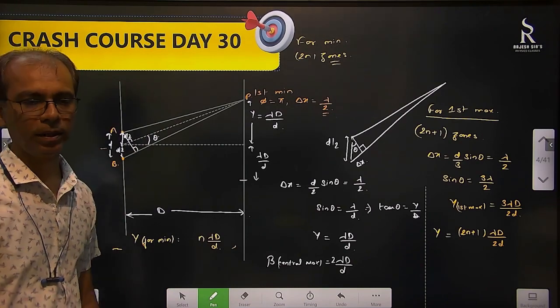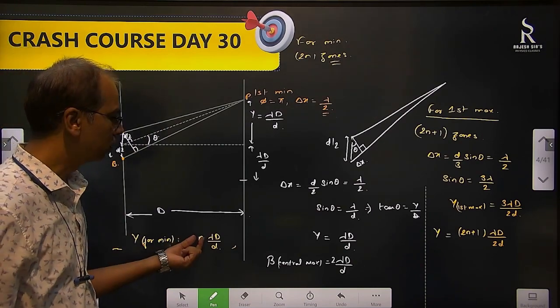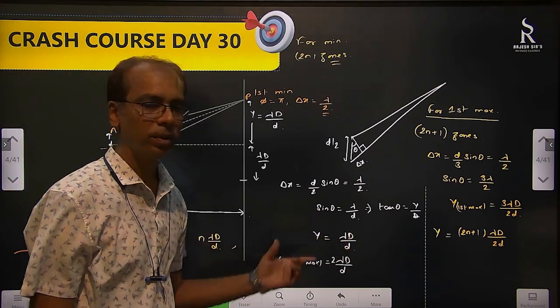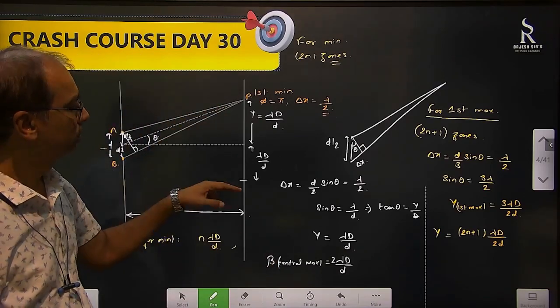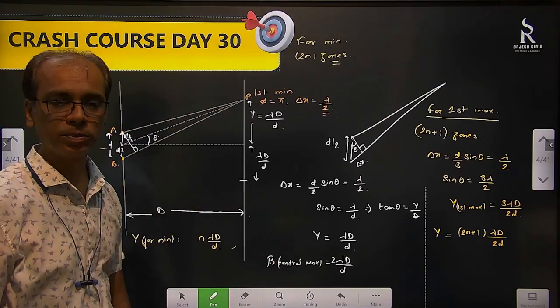N lambda D by 2. Okay, so n equal to 1, so 1 into lambda D by 2. That is the first minima's position. And the second minima's position, what will you do?